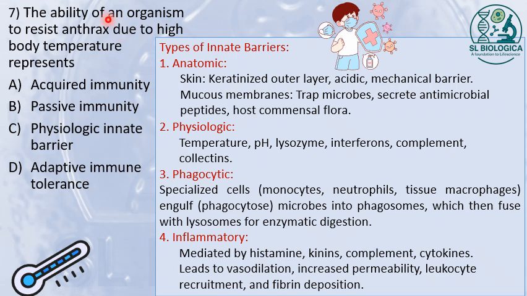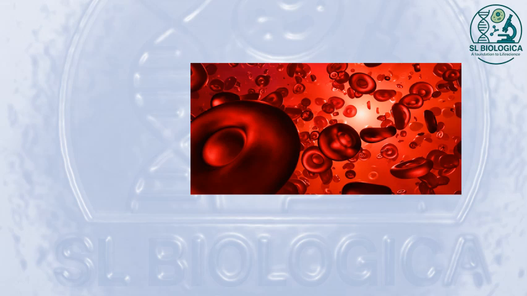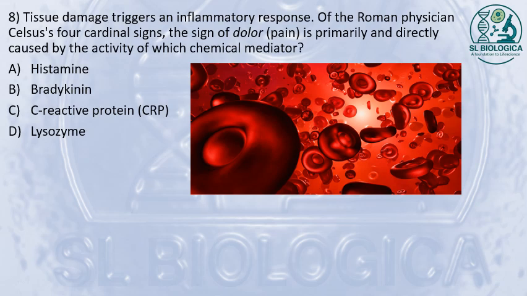So let's look back to the question. The ability of an organism to resist anthrax, a foreign organism, due to high body temperature. High body temperature we have seen here in the physiological barrier. So what will be the correct choice? We have acquired immunity, passive immunity, physiological innate barrier and adaptive immune tolerance. So the correct answer would be option C, physiologic innate barrier. Okay, let's move to the next question.